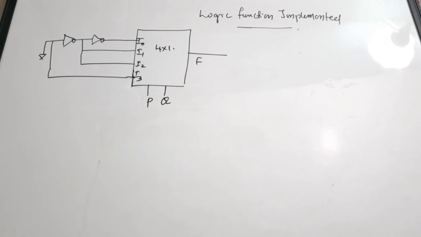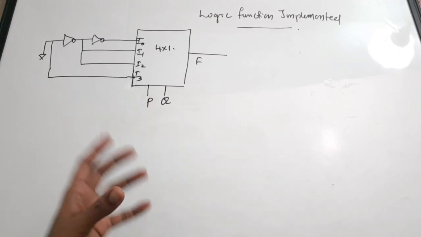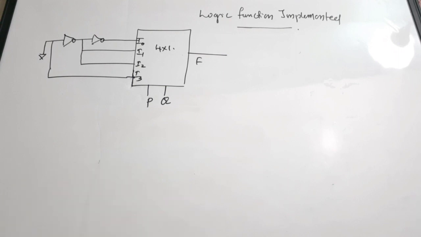The next question is, find the logic expression or logic function implemented using this 4:1 multiplexer. These types of logic function implementation using MUX questions are very common in competitive examinations especially. You can use MUX for implementing various functions, just like logic functions AND, OR, NOR, XOR.